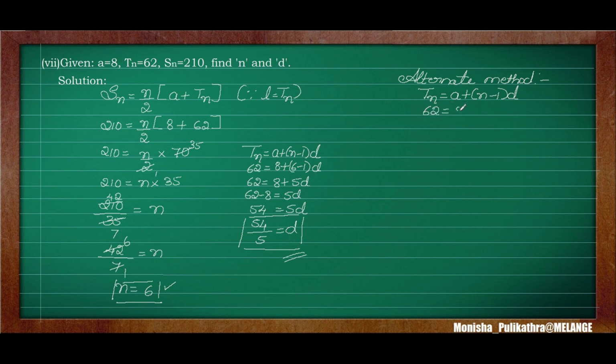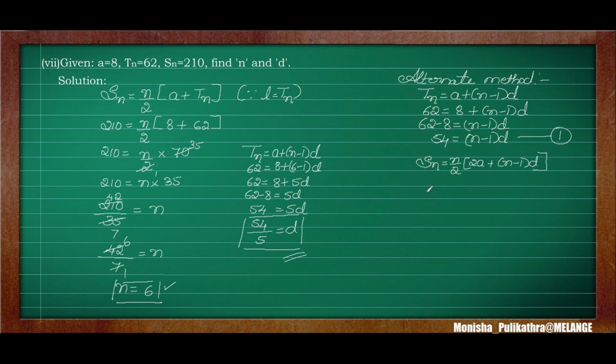62 is equal to a, which is 8, plus n minus 1 into d. Here I am shifting this 8 to the left hand side. So 62 minus 8 is equal to n minus 1 into d. So 62 minus 8 is 54, equal to n minus 1 into d. Let this be equation number 1. Next, since they have given Sn here, write down the Sn formula. Sn is equal to n by 2 into 2a plus n minus 1 into d.